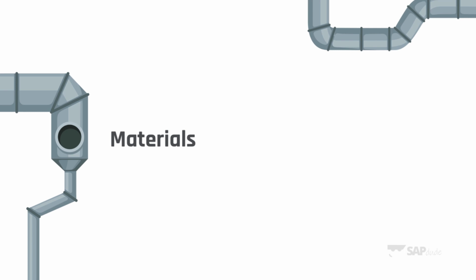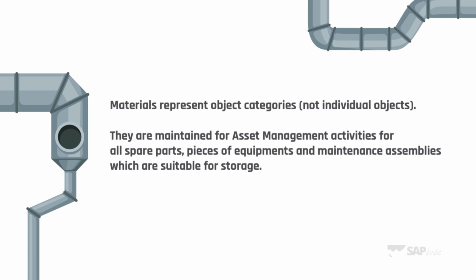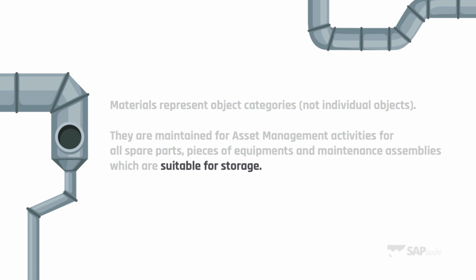Alright, let's get straight into the topic. First of all, let's see what SAP defines as a material. Materials represent object categories, not individual objects. They are maintained for asset management activities for all spare parts, pieces of equipment and maintenance assemblies which are suitable for storage. Exactly, the last three words are really important here. Suitable for storage. That's it when it comes to theoretical stuff. Let's cut this here and jump into practice.